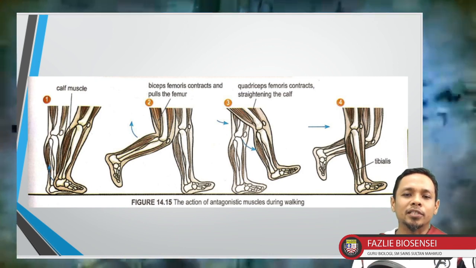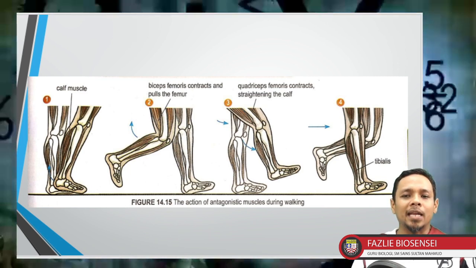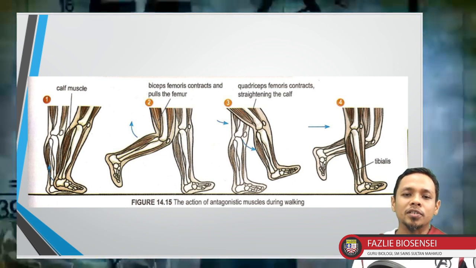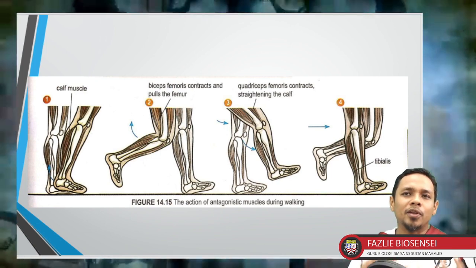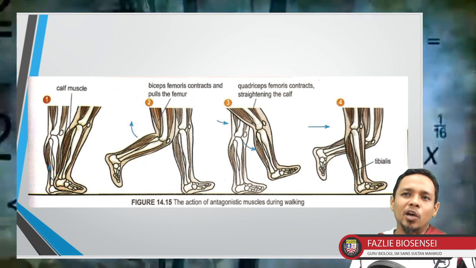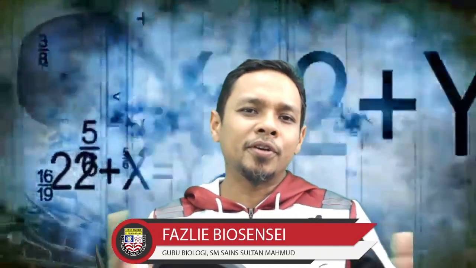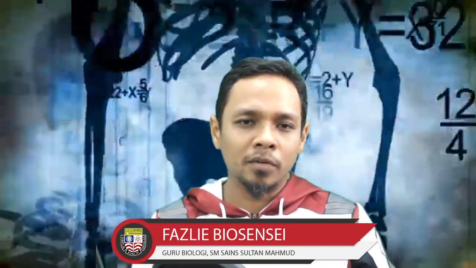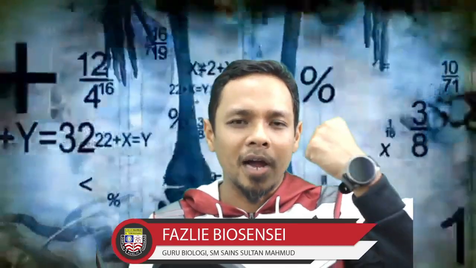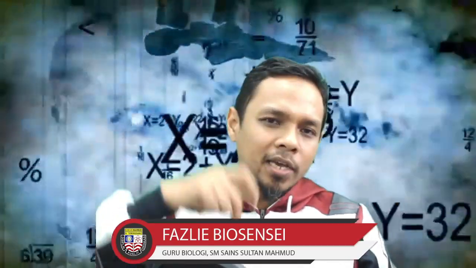So the right heel touches the ground, and then the body weight is shifted to the right leg. So the whole sequence is repeated by the left leg. Okay, so that's the action of antagonistic muscles during walking. Okay, so that's all for the movement mechanism of humans for bending of the forearm and the mechanism of walking.